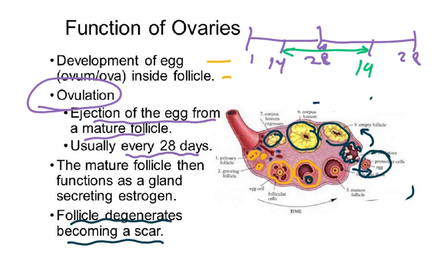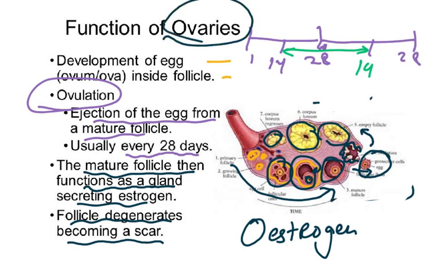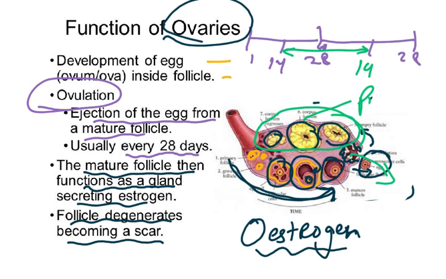And what we have to also understand is that when this whole thing is developing, what does it do? The mature follicle then functions as a gland, secreting estrogen. So during this time, when it is developing, it is producing a hormone called estrogen. So the estrogen is produced where? It is produced in the ovary, because this follicle is inside the ovary. So the hormone estrogen is being produced by this maturing follicle. But then when the ovulation takes place, then after this it produces a hormone called progesterone.